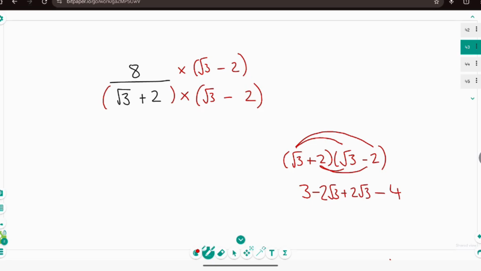Right, let's simplify. 3 take away 4 is minus 1. As you can see here, minus 2 root 3 plus 2 root 3 is 0. So it cancels out. So our denominator is minus 1. Let's check out the numerator.